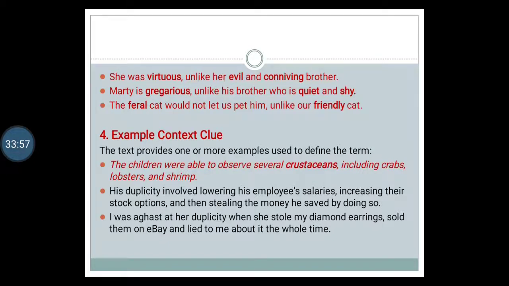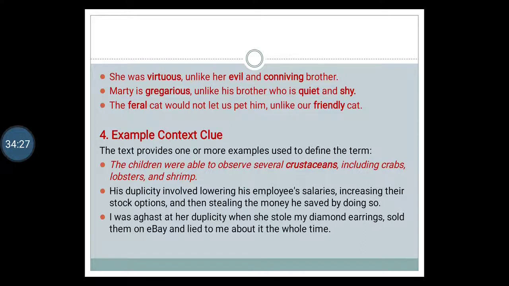When someone is being duplicitous, it means that the person is doing something wrong. And that means he involved lowering his employees' salaries, increasing their stock options, and then stealing the money he saved by doing so. So duplicity has nothing to do with something good. It's actually something very, very bad. When you're stealing or you're doing something that is not right, you're being duplicitous.